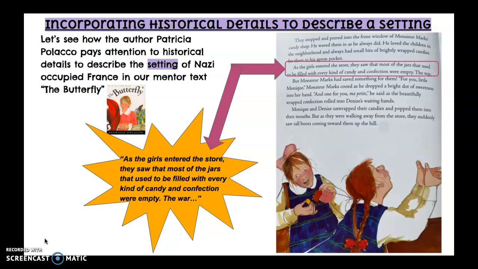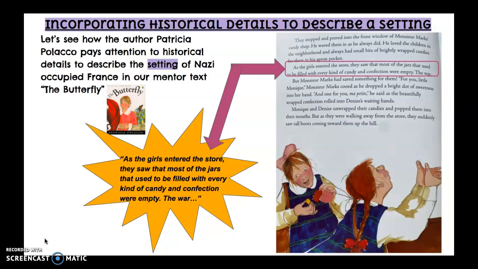They stopped and peered into the front window of Monsieur Marc's candy shop. He waved them in as he always did. He loved the children in the neighborhood and always had small bits of brightly wrapped candies for them in his apron pocket. As the girls entered the store, they saw that most of the jars that used to be filled with every kind of candy and confection were empty. The war. But Monsieur Marc had saved something for them.